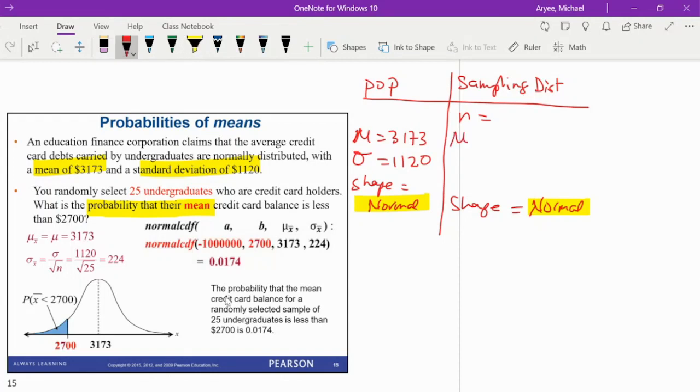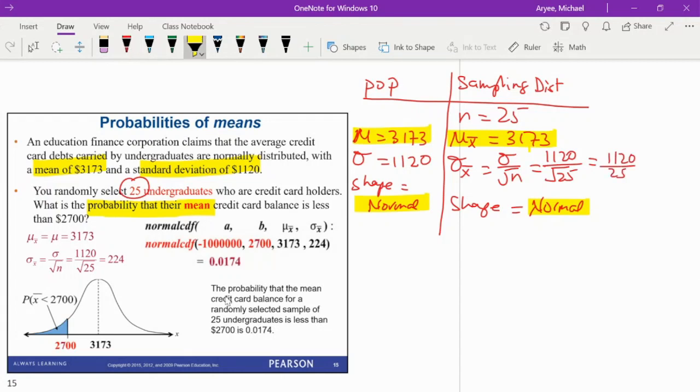Now let's fill out the other one. Mu x bar will be 3173 because we always say that this and this must always be equal. Then sigma x bar, which is called the standard error, is sigma over square root of n. Where's our n? N is 25. So that will be 1120 over square root 25. Square root 25 is 5, and that is 224. You actually can put the whole of this in there. It doesn't really matter. All right, so let's go to the question. Because it's normal, the shape will be normal.